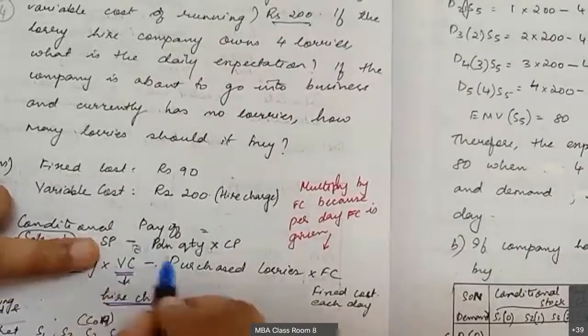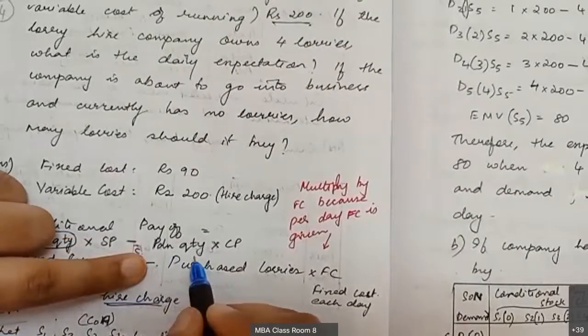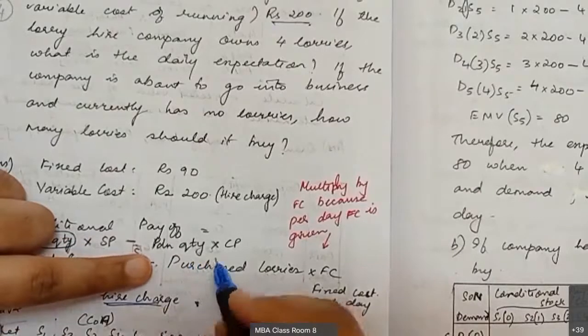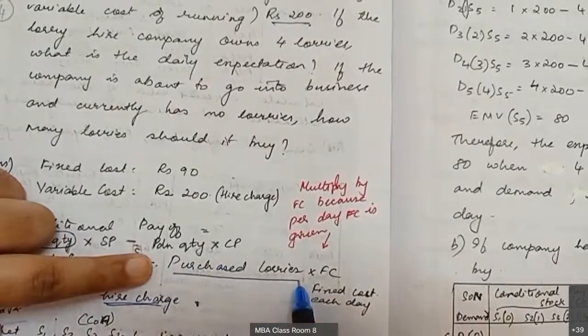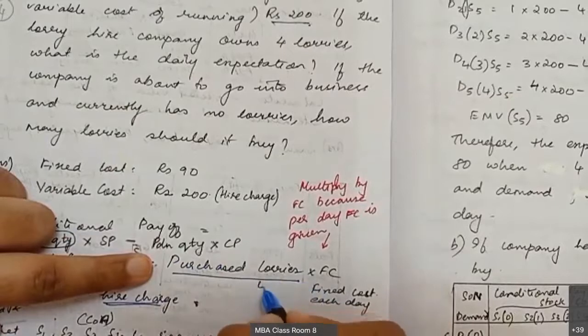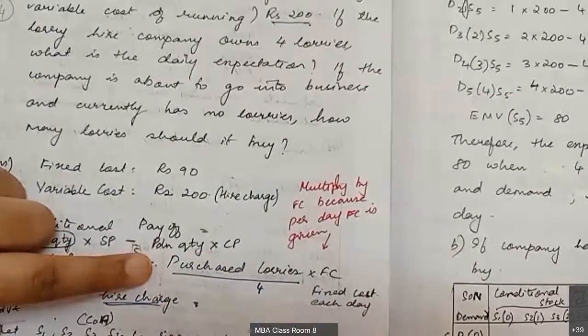Minus, in our formula, the next one is production quantity. Production quantity is the same as the purchased lorries. Already the company has 4 lorries. So what will be the purchased lorries? We have to take 4 itself.